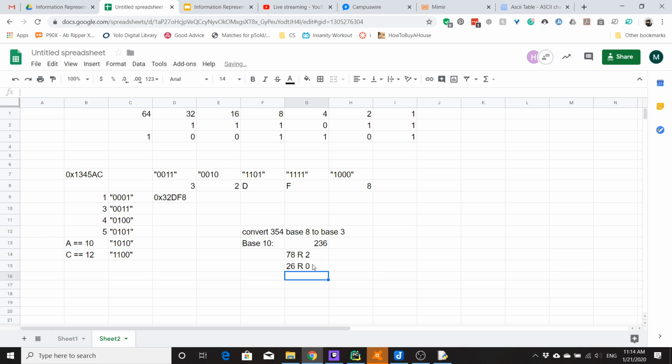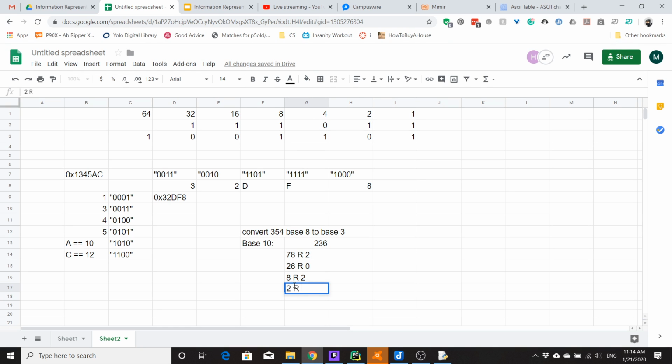Then we divide what by 3? 26. So 26 divided by 3 is 8, for 24, remainder 2. 8 divided by 3 is 2 with a remainder of 2. 2 divided by 3 is 0 with a remainder of 2. So this was 236 divided by 3, this was 78 divided by 3, 26 divided by 3, 8 divided by 3, and 2 divided by 3.